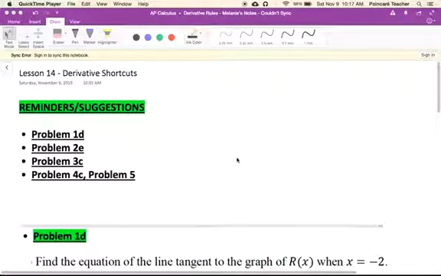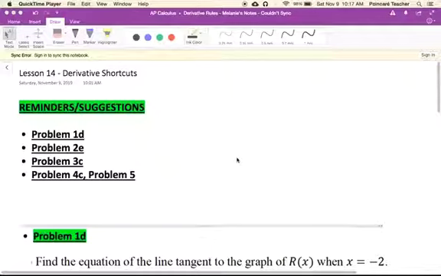So in this video, I'm just going to give you guys some reminders or suggestions that might be helpful as you work through lesson 14 on derivative shortcuts. This is based off of feedback that I got from some of your classmates, who said that it would be helpful to give these reminders and little suggestions on how to approach some problems that might not be obvious to begin with.